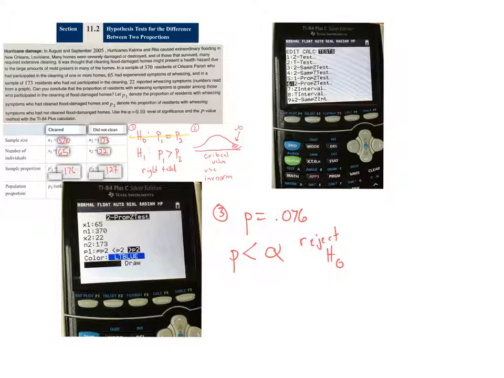So that's what we're going to be doing in this chapter. All of this is very similar to what we've done in the past. Hopefully that helps, and we'll go ahead and try a practice problem in class.